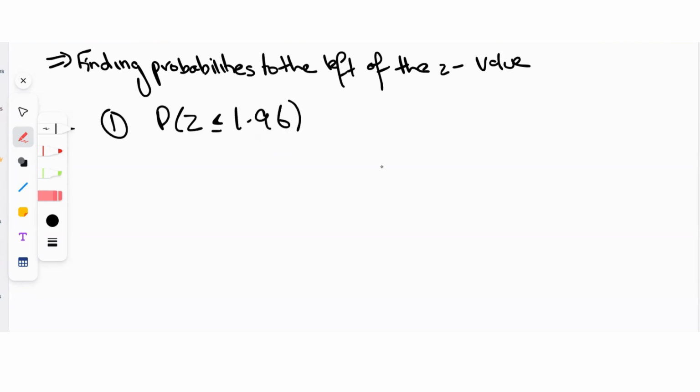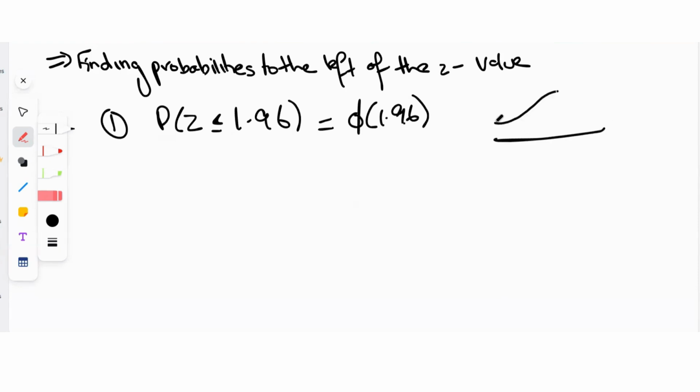Now here the probability that we want to find is in the form of CDF for some positive value Z, because remember the Z table that we have gives us the CDF values for positive values of Z. So this is already in the form of the CDF of a positive value Z. So this is essentially Φ(1.96), because remember, for a standard normal random variable, we denote the CDF by Φ.